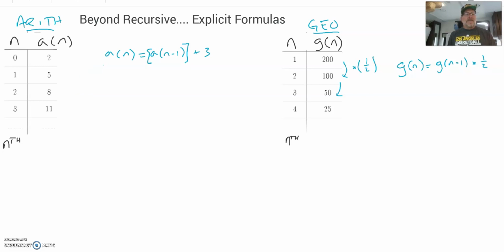To technically get the 5 that we got on the arithmetic one, I took the 2 and I added 3. That gave me 5. To get the 8, I took the 5, which was 2 plus 3, and I added another 3. To get the output of 11 on the 3rd term, well, let me double check. This is starting at 0. So, yeah, technically this is the 4th step in.